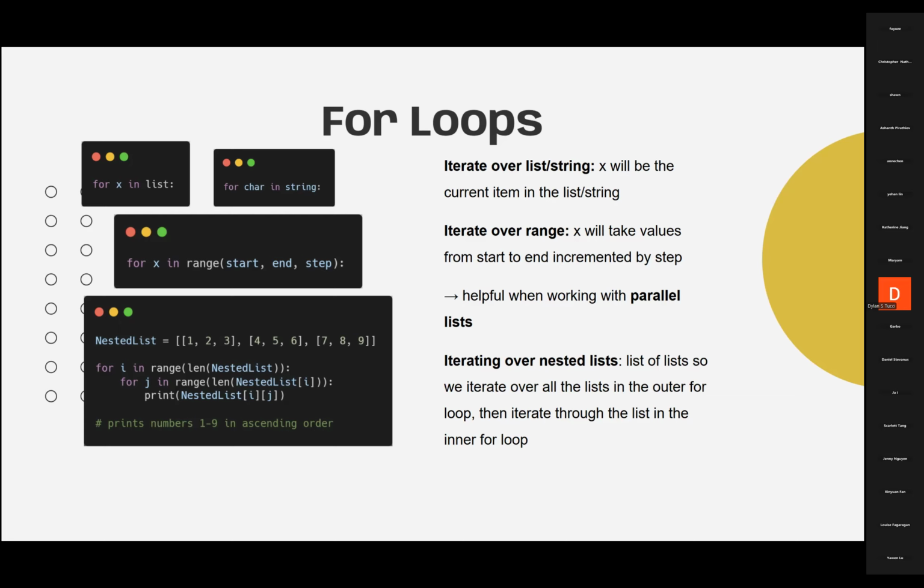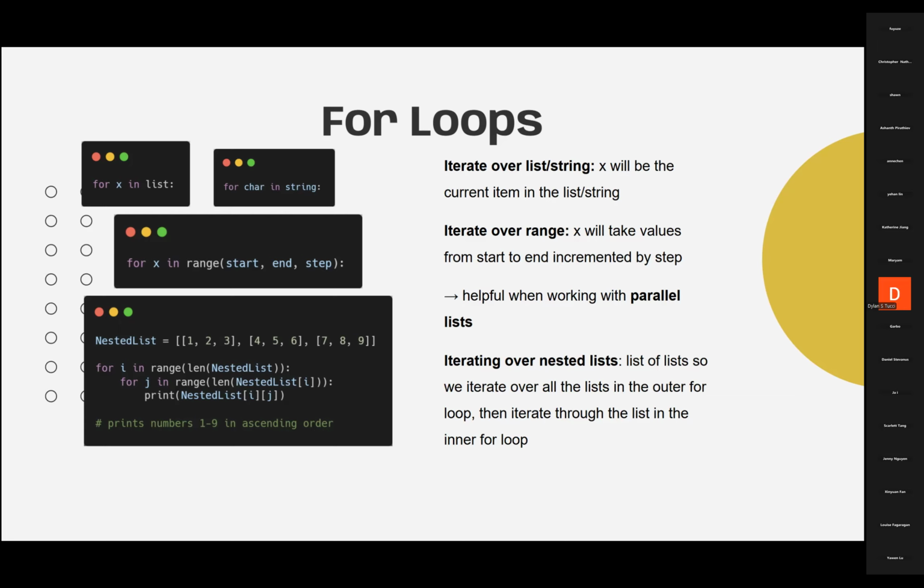But there's also another use of the for loop. We can iterate over the range, and x will take values from start to end incremented by step. So you can see the range function here. The start is the start point, end is the endpoint, and step is how much you jump, maybe from 1 to 3 with step 2. You should know that the start is closed but the end is open, so the index is bigger or equal to start, but smaller than end, not equal to end.